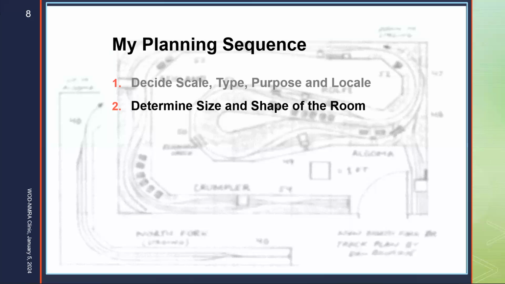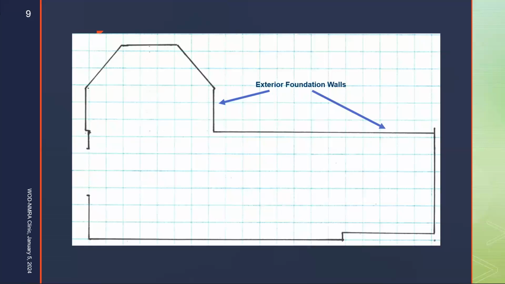The size and shape of the room, that's of course one that is an important variable for all of us who are considering or have actually built layouts. This is, excuse me, what I ended up with.